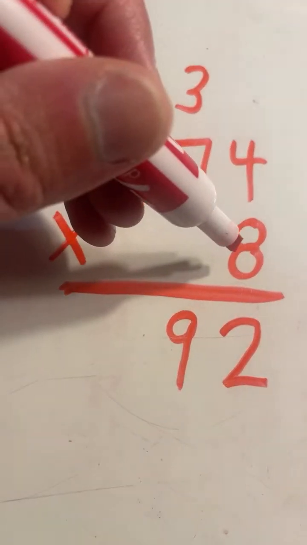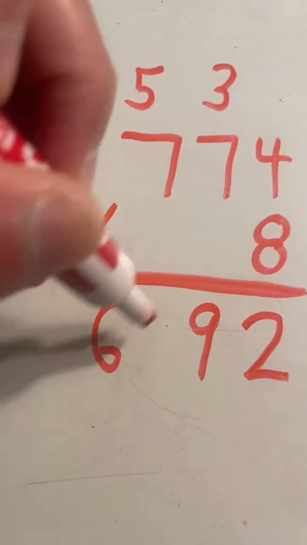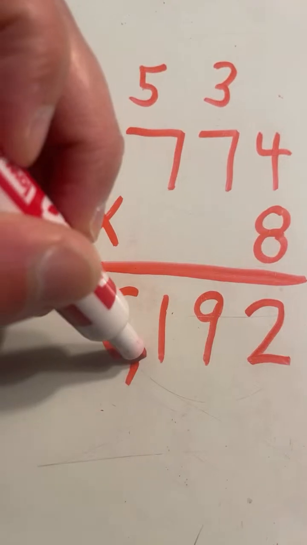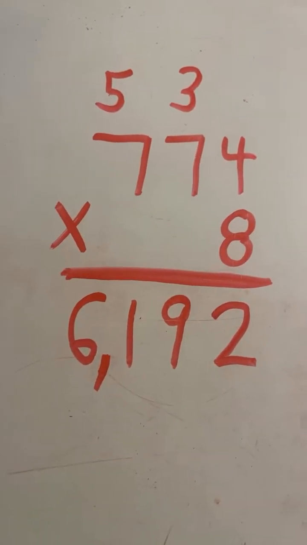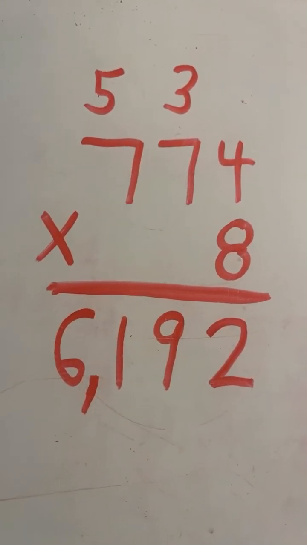Seven times 8 again equals 56, plus 5 equals 61. And we have our final answer. 774 times 8 equals 6,192.